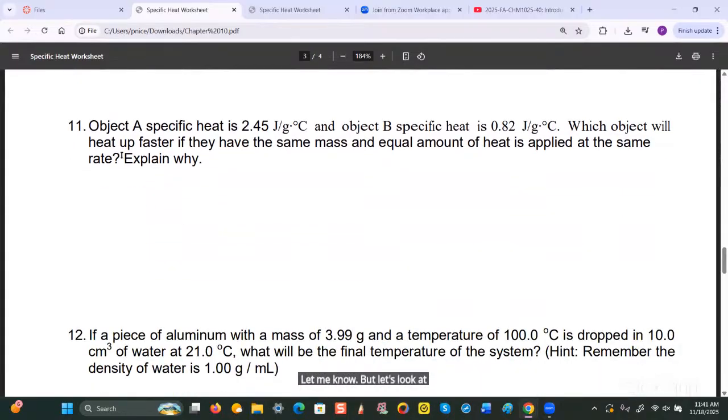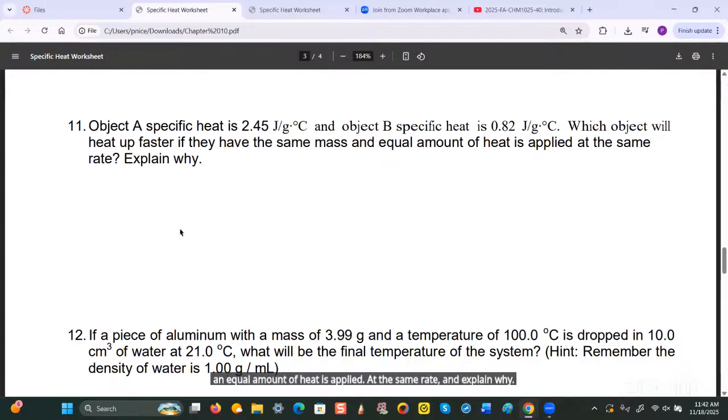Number 11 says object A has a specific heat of 2.45 joules per gram degree Celsius, and object B's value is 0.82 joules per gram degree Celsius. Which object will heat up faster if they have the same mass and an equal amount of heat is applied at the same rate? And explain why.